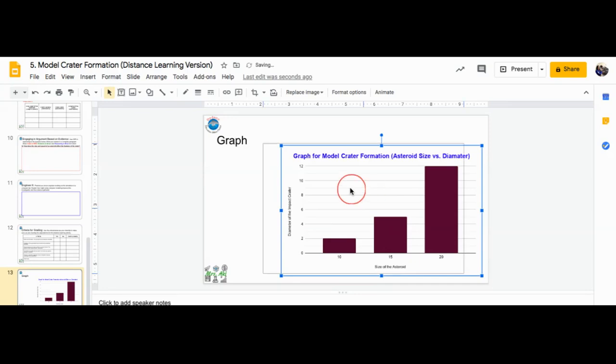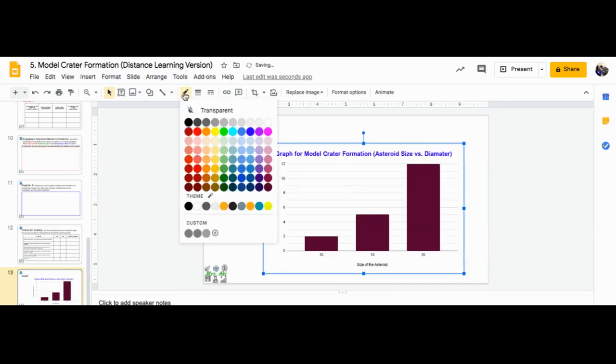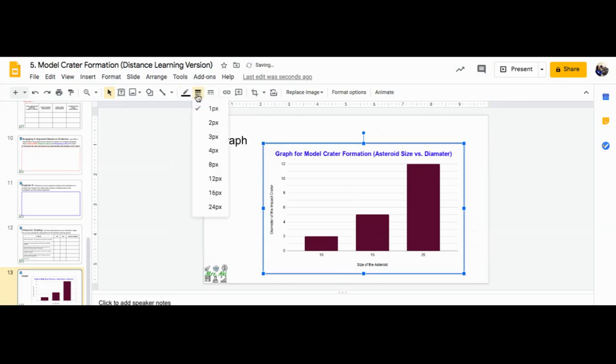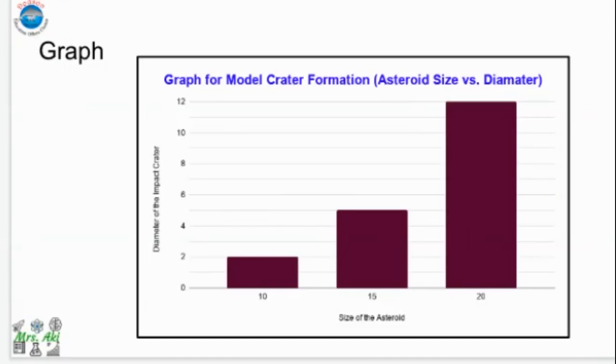And here you can further edit this one. If you want to have a border, you can go ahead and do that. You want to have a thick border or whatnot, then shows your graph right here. Okay, so this is one way of analyzing or visualizing data in science.